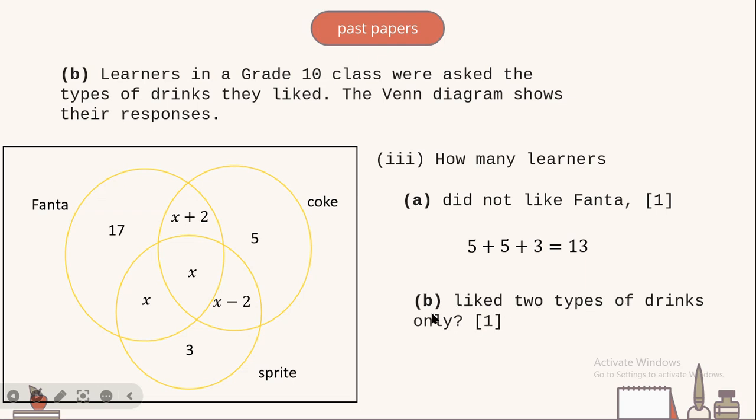Then the next one, B. Liked 2 types of drinks only. So here they are saying people who are liking 2 types of drinks. So this here are those liking Fanta and Coke. This here, Coke and Sprite. This here, Fanta and Sprite. So this is how you answer it, and listen up closely. You just add these 3. We already know that this is 7, right? 7 plus 2, it is what? It is 9. So 9, 5, 7. So 9 plus 5 plus 7, it is what? 21.